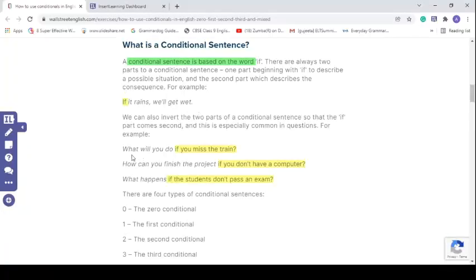Let's see. What will you do if you miss the train? Now this portion has taken the position over here. What will you do if you miss the train? How can you finish the project if you don't have a computer? What happens if the students don't pass an exam? So the conditional part can be at the end of a sentence also. It is not mandatory that the conditional part is at the beginning of a sentence. This is again a thing that you have to keep in mind.